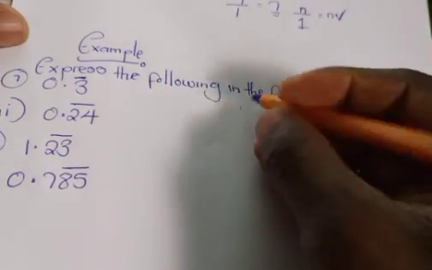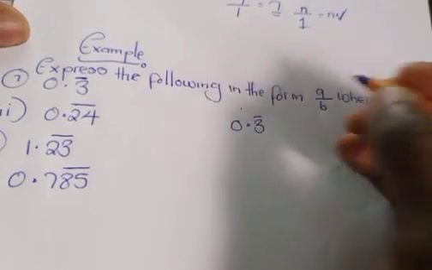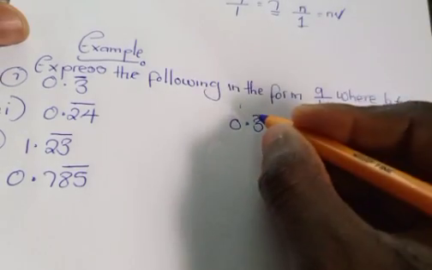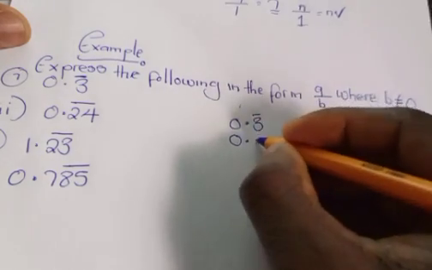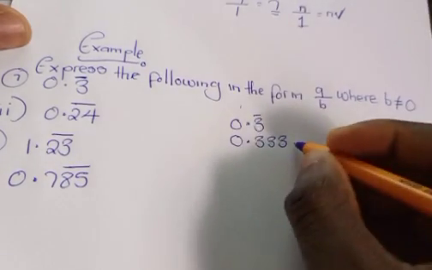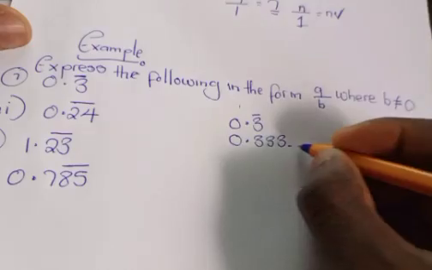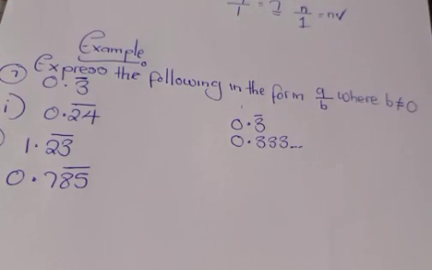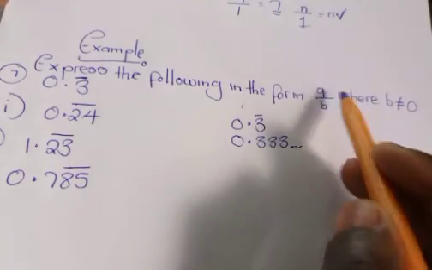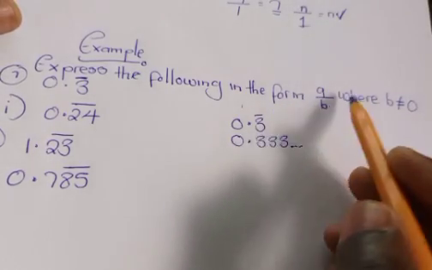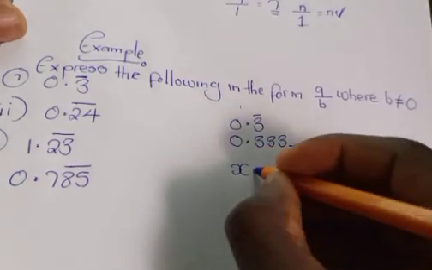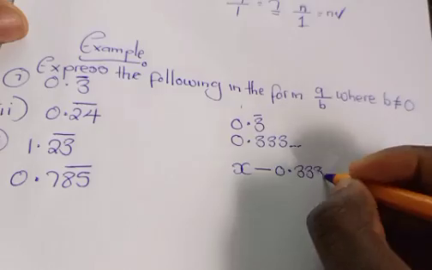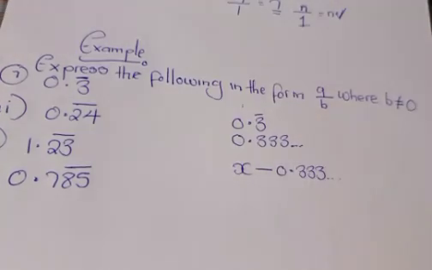We want to express 0.3 bar in the form of A over B. How do we do this? We can remove the bar by writing 0.333, and you can continue putting your 3's to show it is continuing. Then, to express 0.3 bar in that form, we say x should be equal to 0.333. Remember, these 3's are continuing.